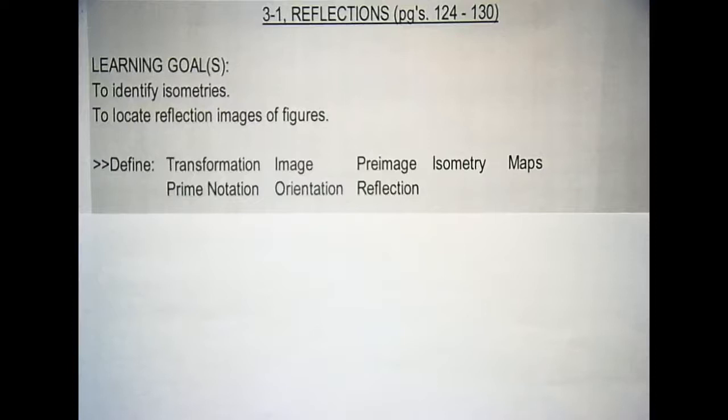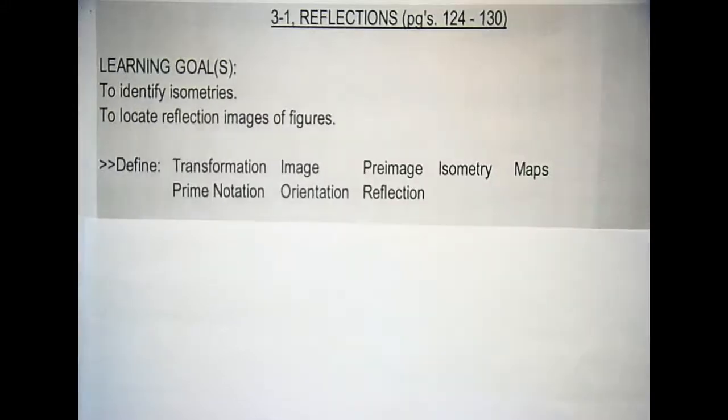So the first thing we need to do is to define transformation, image, pre-image, isometry, maps, prime notation, orientation, and reflection. Get those defined in your book. Pictures will help you out. Okay, hopefully we won't have to define as much every day. But transformation, what do you got? Good. It's a change in position, shape, or size.